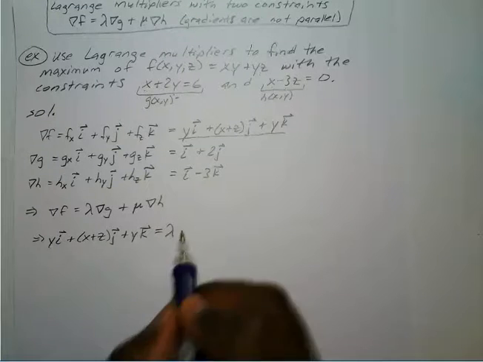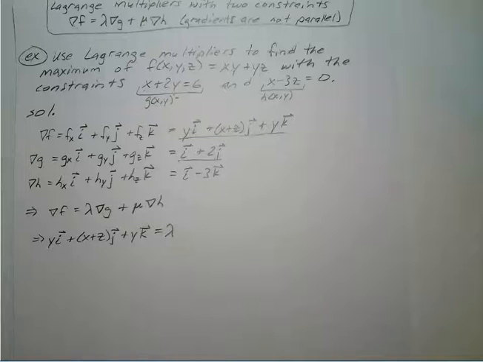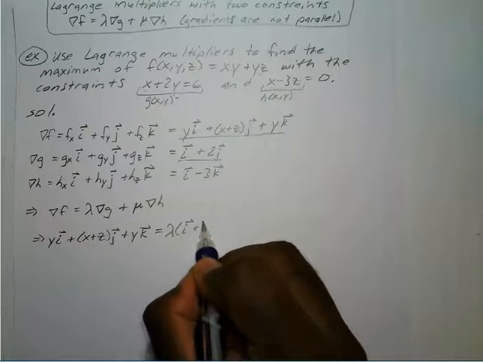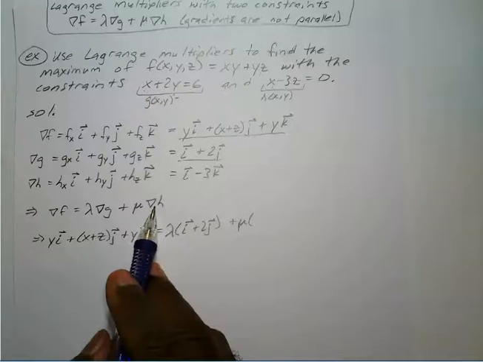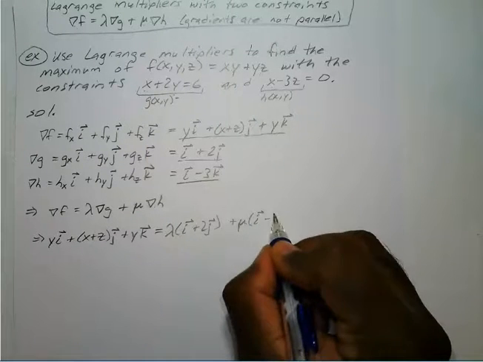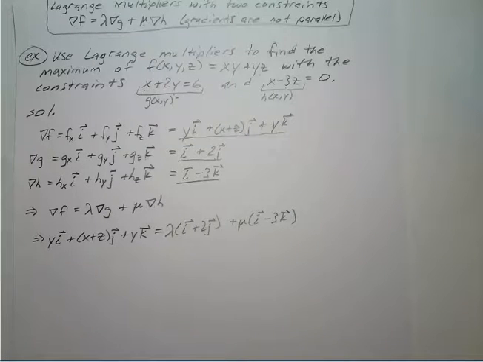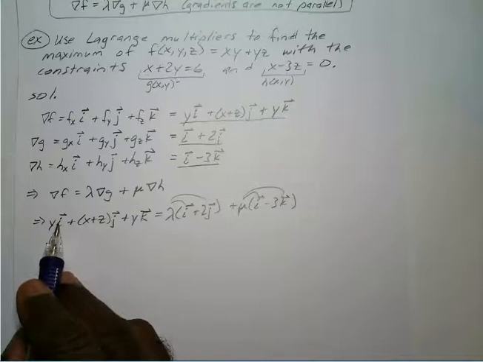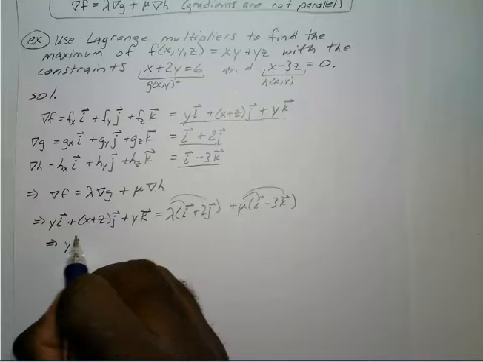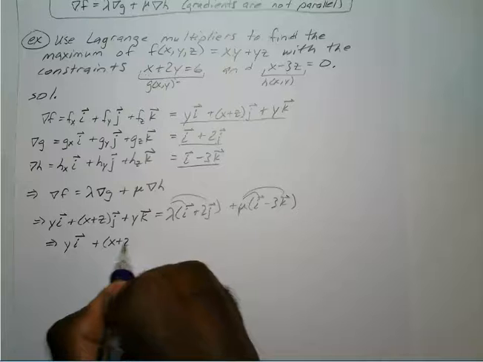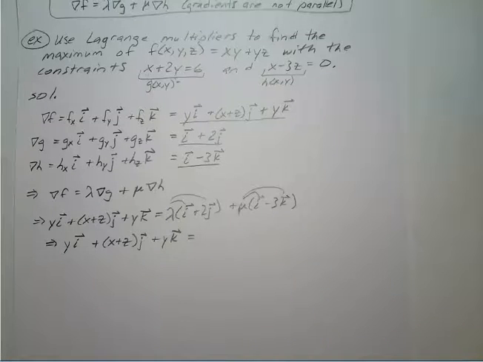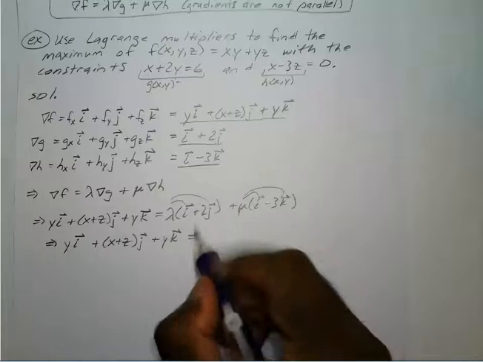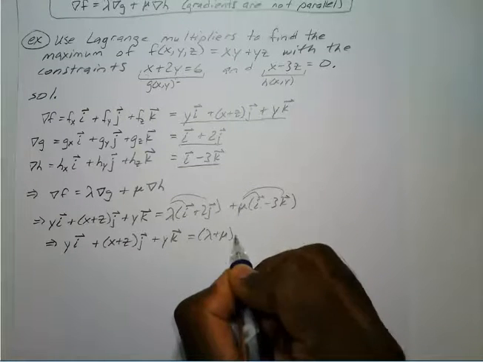This is equal to lambda times your gradient of g, so that's lambda times the i vector plus 2j vector, plus mu times your gradient of h, which is i minus 3 times your k vector. Okay, so if we go ahead and distribute those, our left stays the same. You have y times your i vector plus x plus z times your j vector plus y times your k vector is equal to lambda times i and mu times i. So you end up with lambda plus mu times i.